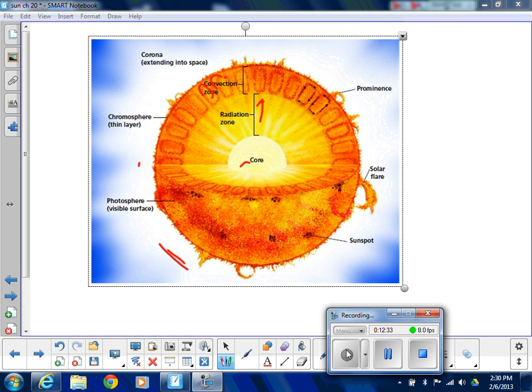We get a lot of heat from it, but like when we talked about energy resources, there's pros and cons to that. Mostly solar panel technology can be kind of expensive.